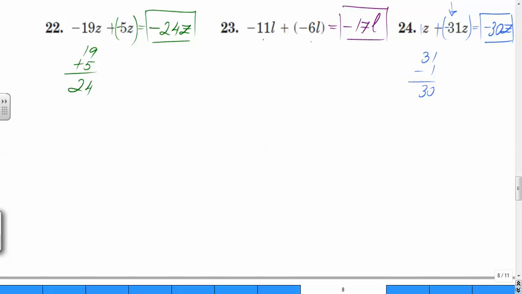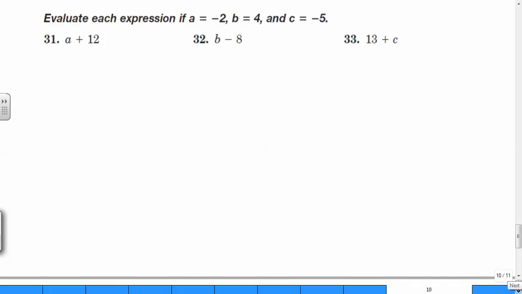More problems. Evaluate the expressions. Let's remember how to do this, right? If a equals negative 2, b equals 4, c equals negative 5. Whatever you have a, you're going to plug in negative 2. Whatever you have b, you're going to plug in 4. Whatever you have c, you will substitute negative 5, one at a time.